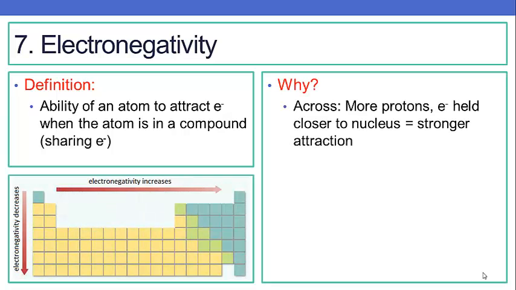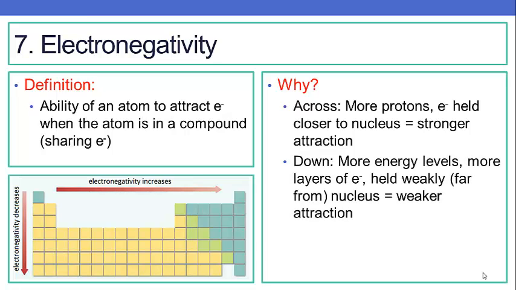So as we go across, we're getting more and more protons. So that nucleus is more and more positive. There's a stronger attraction, so it's better at attracting. We get higher electronegativity as we move across a row.